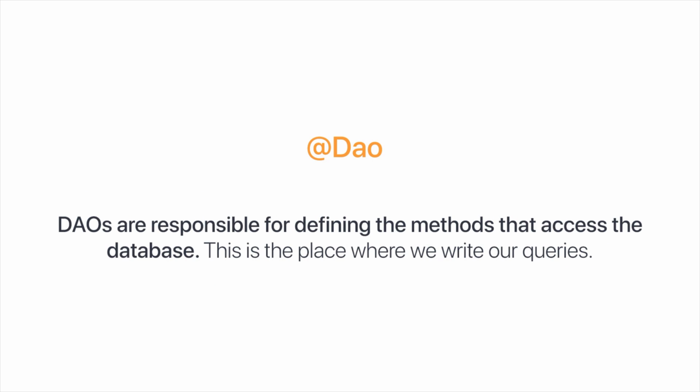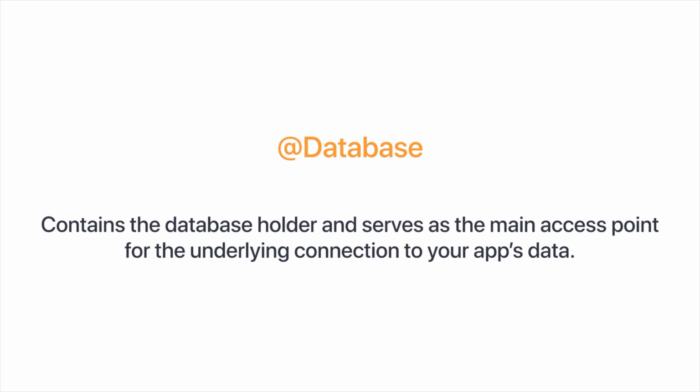The second one is DAO, or data access object. DAOs are responsible for defining the methods that access the database. In the initial SQLite we use the cursor objects, but with Room we don't need them, and we can simply define our queries using annotations in the data class. And the third component of Room database is a database. It contains the database holder and serves as the main access point for the underlying connection to your application data.